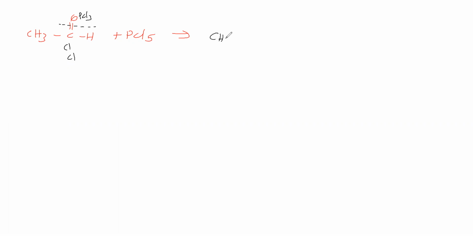Therefore, what is the product? CH3CH, with two chlorines we have to give to this carbon because two bonds we are breaking. PCl3 takes oxygen and becomes POCl3. Here two chlorines are adding to the same carbon, therefore it is called gem dihalide.